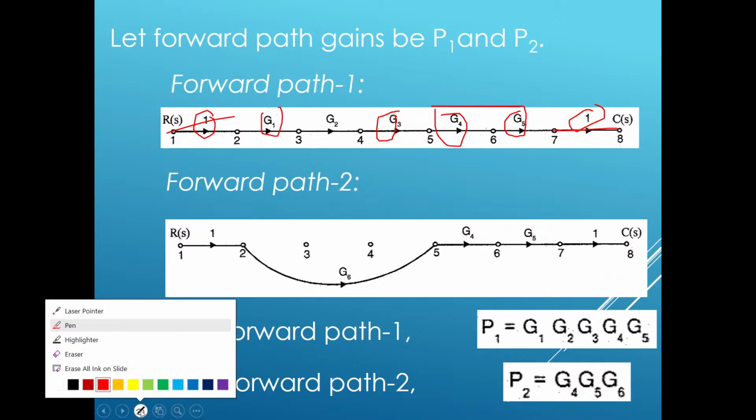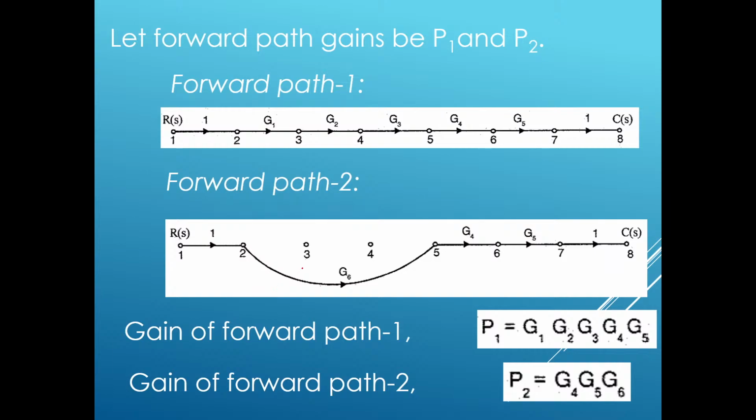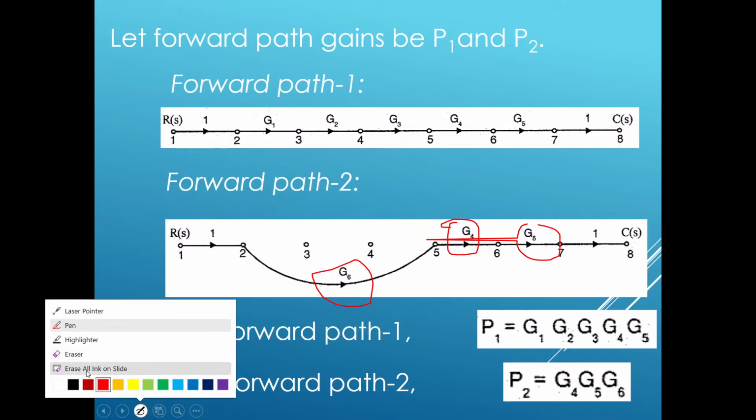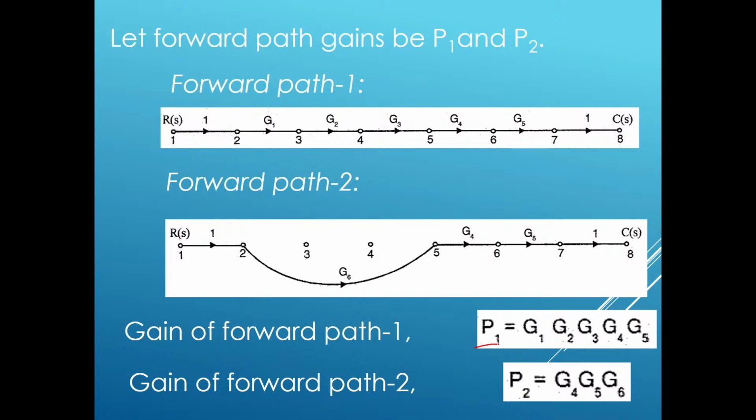So whatever is given in the question, we have to consider those gains as it is. We can't modify them. So G6, G4 and G5 are the transmittance values of these branches 2 to 5, 5 to 6 and 6 to 7, and the transmittance values of the branches 7 to 8 and 1 to 2 are 1. So these are the forward path gain values. P1 is a forward path gain, and P2 is a forward path gain.